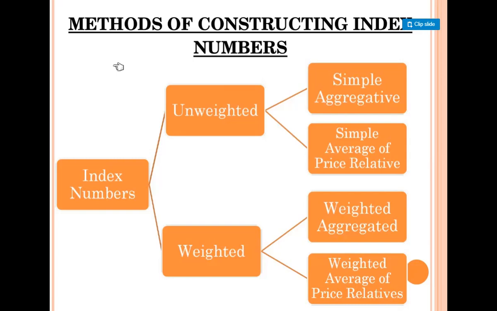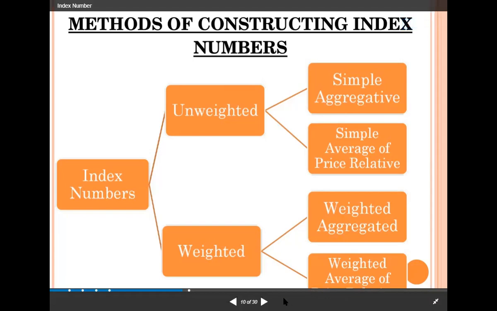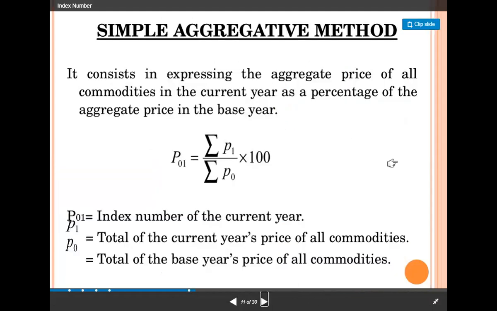See, in both unweighted and weighted, aggregates and price relatives are there. But without weights, they are the unweighted index numbers. Weights we denote with the notation W. With the help of values or weights only, we calculate the weighted aggregative and weighted average of price relatives.